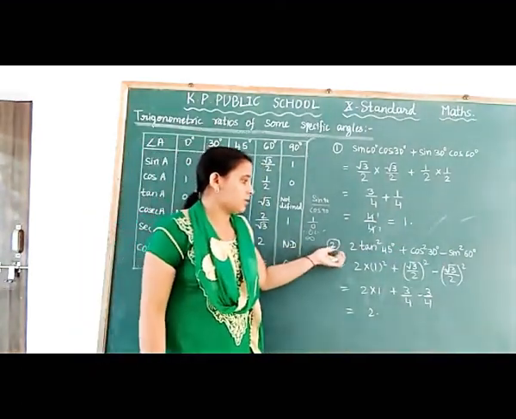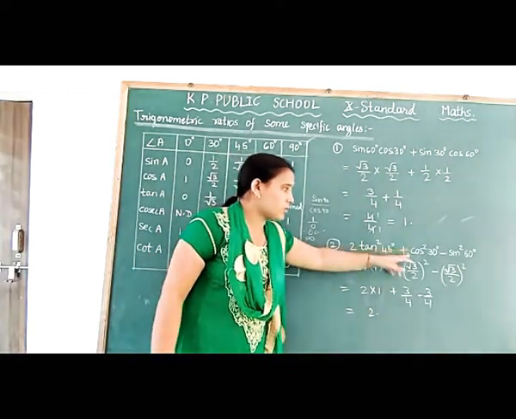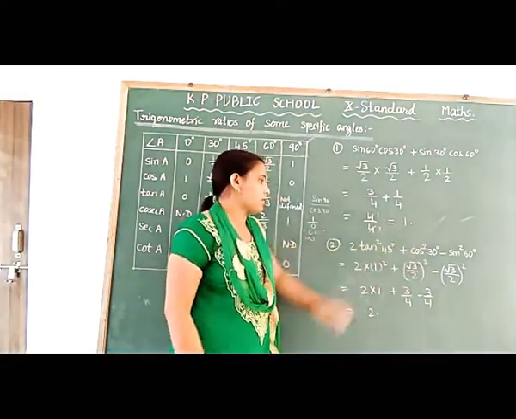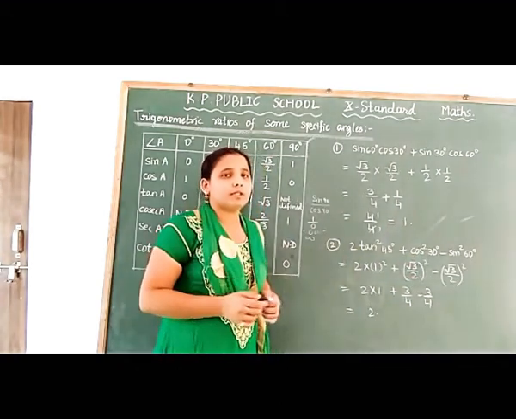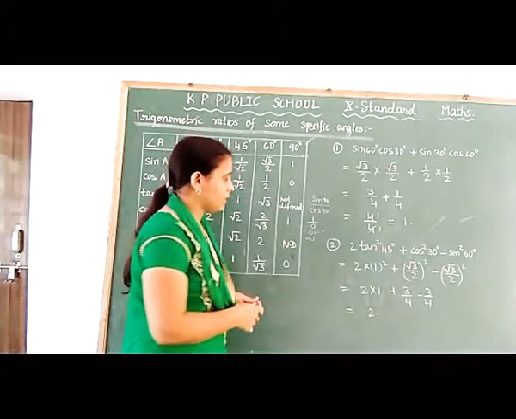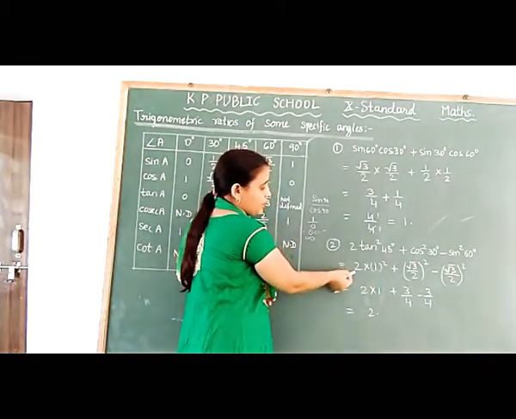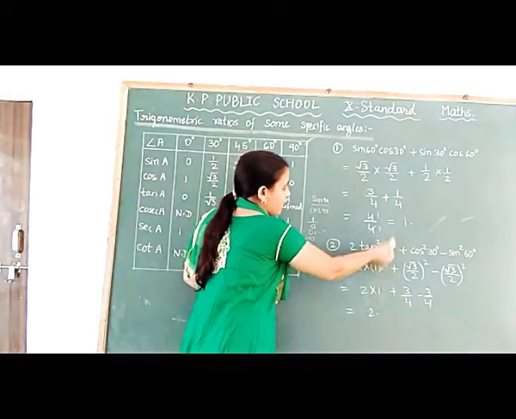Next question is also to find the value of this one. 2 tan square 45 degree plus cos square 30 degree minus sine square 60 degree. If you remember the values of these angles, then you can easily solve it. The value of tan 45 degree is 1. So here we will write 2 into tan square 45 degree.